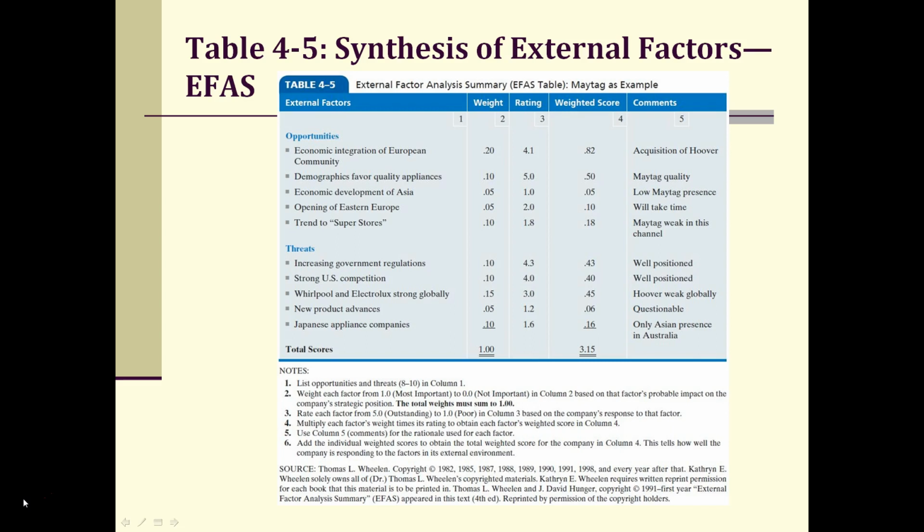This table is appropriate for 1995, long before Maytag was acquired by Whirlpool. Note that Maytag's total weight was 3.15, meaning that the corporation was slightly above average in the major home appliance industry at that time.